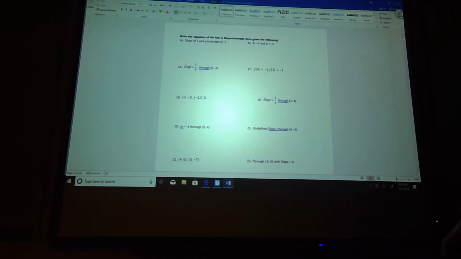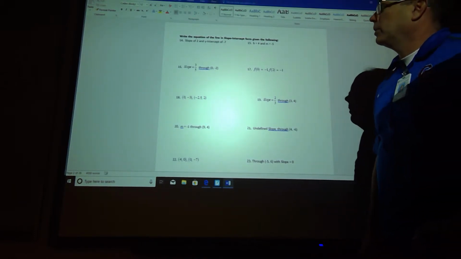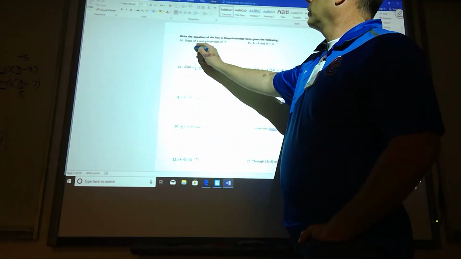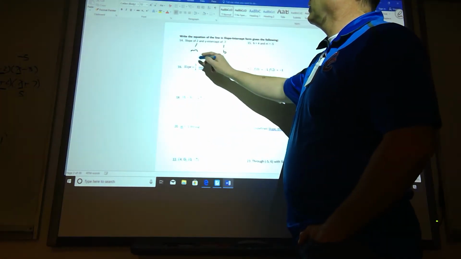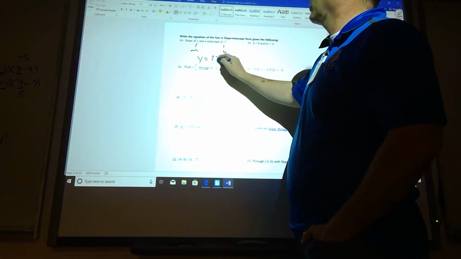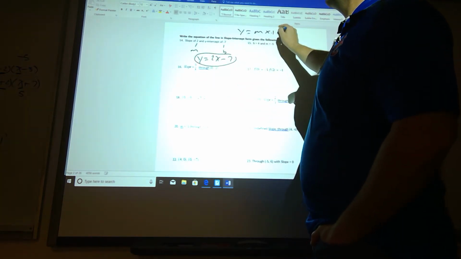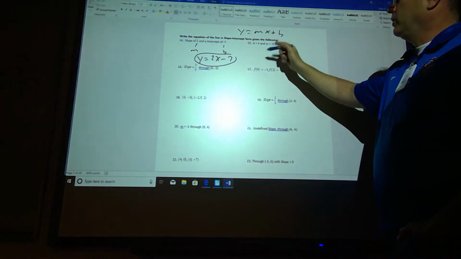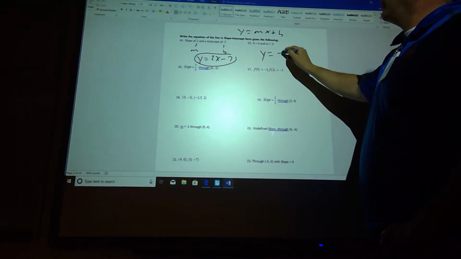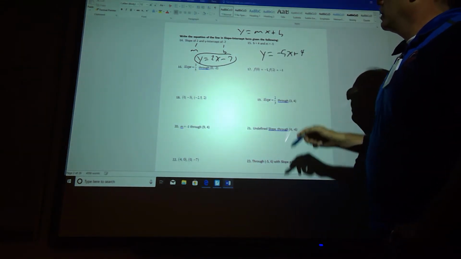Write the equation in slope-intercept form. That's y equals mx plus b for the following. So if I have a slope of this and a b value of this, my answer is y equals 2x minus 7, because you're using y equals mx plus b. You're plugging in just m and b. 15, they gave us the m and the b already, so I get negative 5x plus 4.